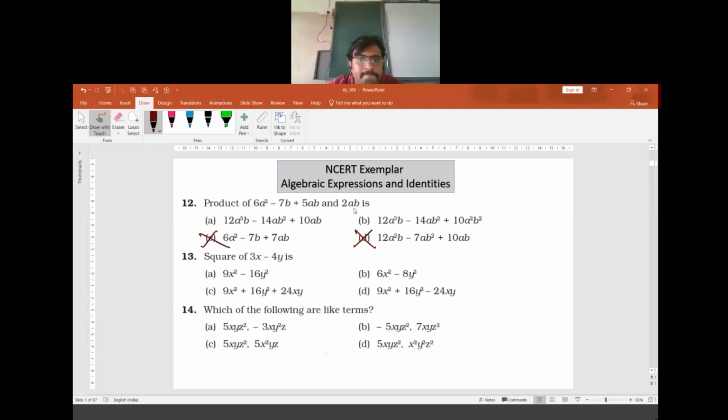Option B is correct: 12 A cube B minus 14 A B square plus 10 A square B square. Option B, sir. One minute, Sujit, why option A is not correct?